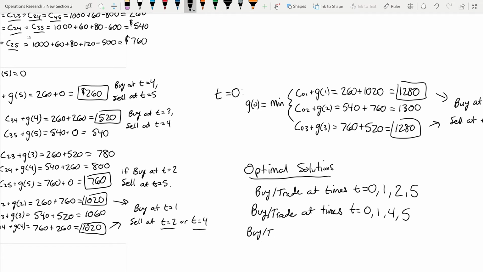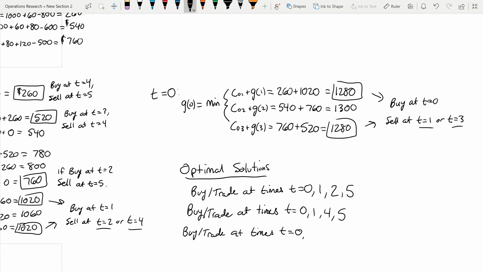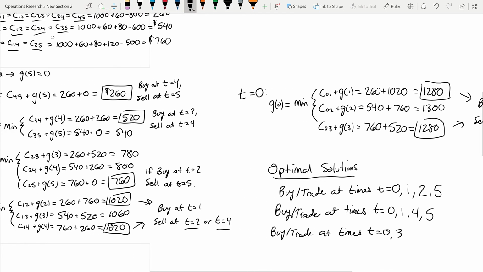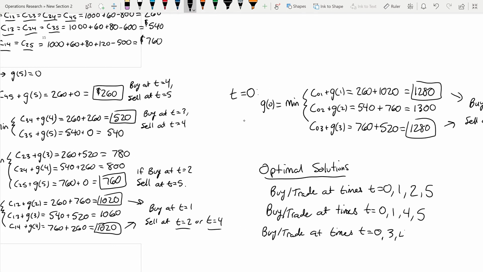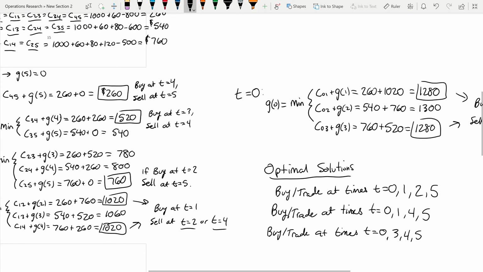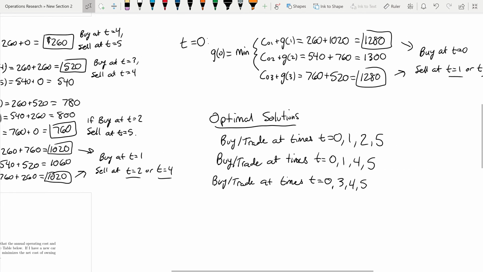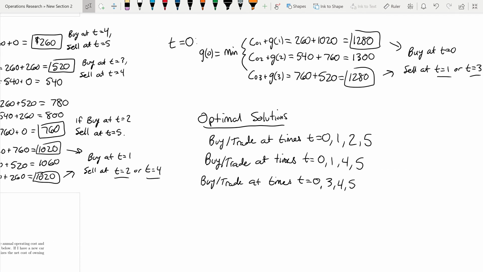And then if we buy and trade at times, again starting at t equals 0, this time if we go to T3, then if we're at T3, we see that we sell at T4, and again, T5. So these are our options here for what we can do to spend the least amount of money and have a machine for all of these years here.